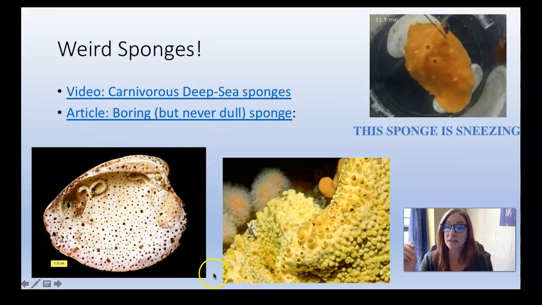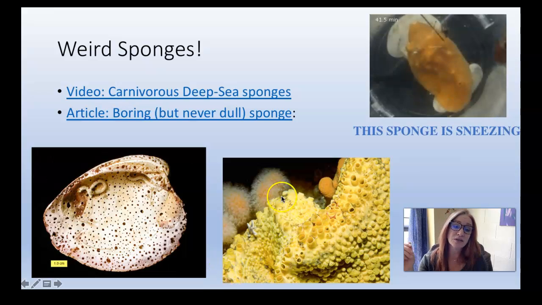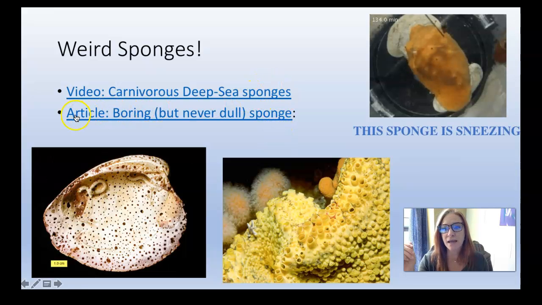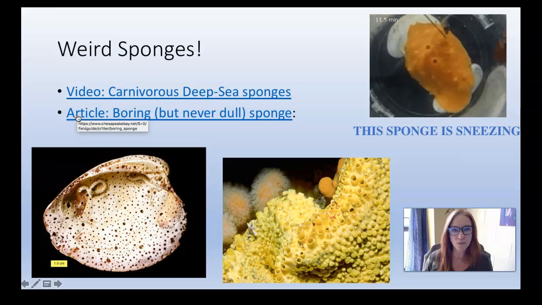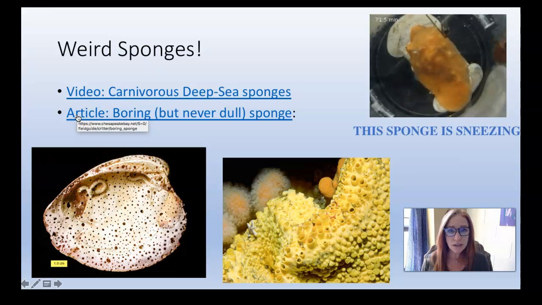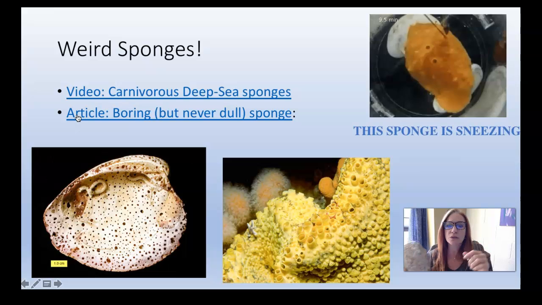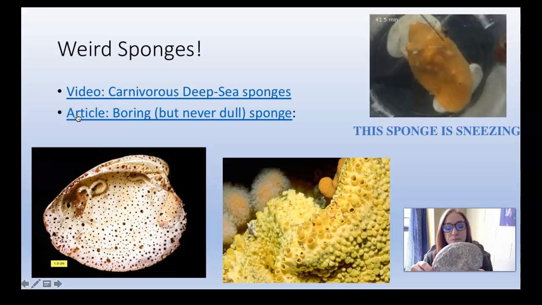There are carnivorous deep sea sponges. This is an encrusting sponge right there. I will also link that video. And then this article I won't make you read, you're welcome, but it is about what's called a boring sponge. And it's not because they're no fun at parties. It's because they bore or drill into the animals' shells that they encrust.